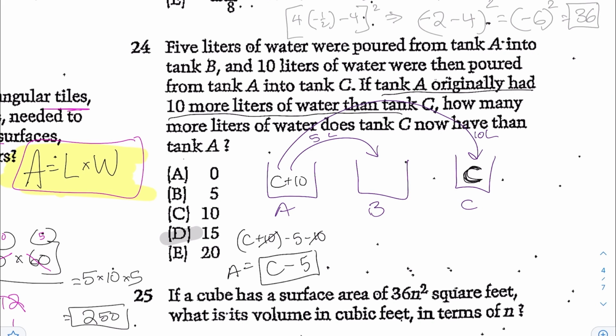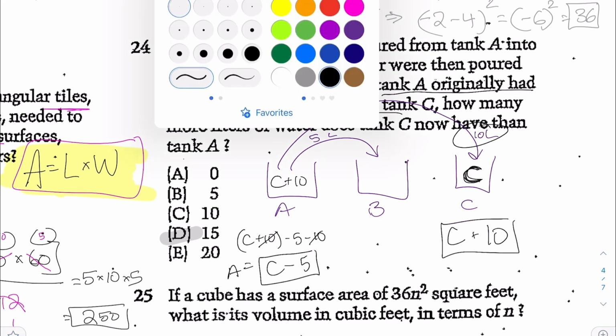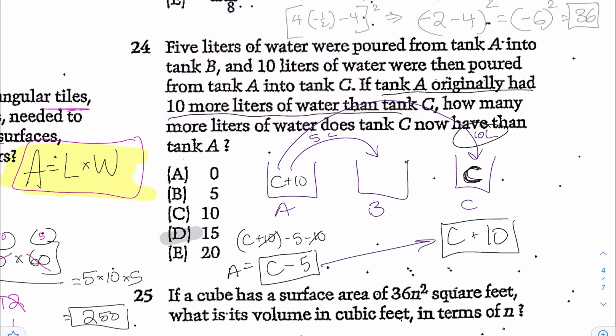C, on the other hand, started out with C liters, but then you added 10 more liters because you poured 10 liters from A to C. So now you have C plus 10. And the difference between these two quantities, C minus 5 versus C plus 10, is equal to 15. There's a 15-liter difference from negative 5 to positive 10. So the answer is going to be choice D, 15.